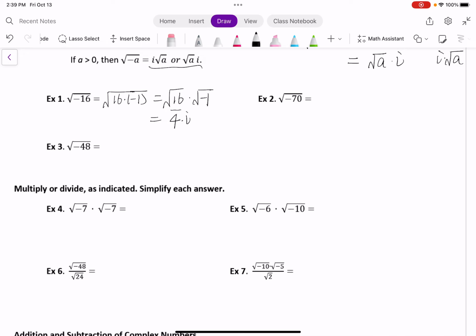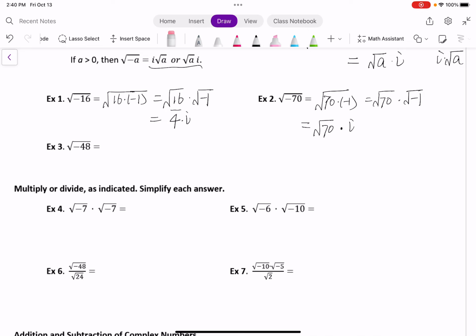Next example, we can separate the 70 and the -1. We have the square root of 70 times the square root of -1. Then it is the square root of 70 times i, because the square root of -1 is i. Can we do something to simplify the 70? I know 70 equals 2 times 35, and 35 equals 5 times 7. None of these factors is something squared. That means I cannot take anything outside of the square root, so we leave it like this.